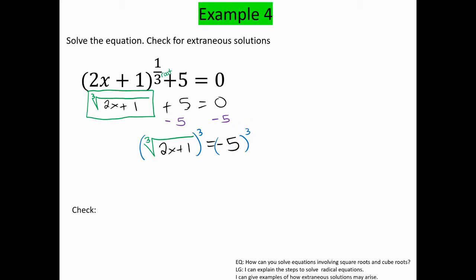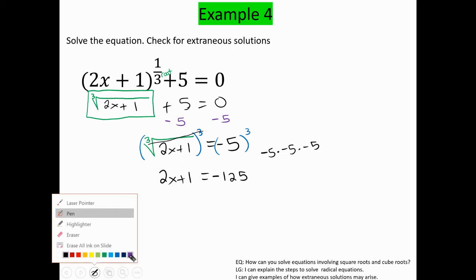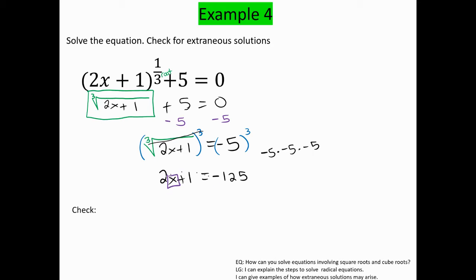What if we cube it? Will it be extraneous? Let's figure that out. 2x plus 1 is going to equal, and so remember you're doing negative 5 times negative 5 times negative 5. And I just know that's negative 125. All right. So whenever we cube each side, that's how it gets rid of that radical. This cancels that out, and we're left with just a 2x plus 1.